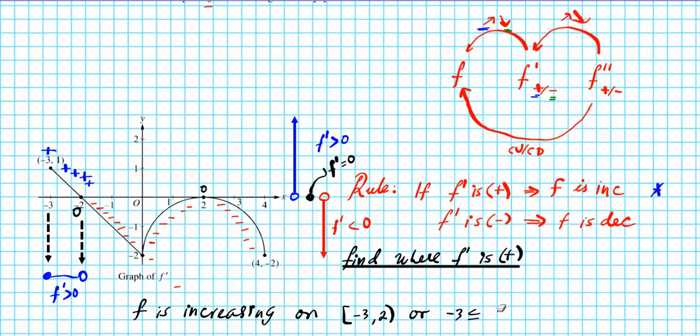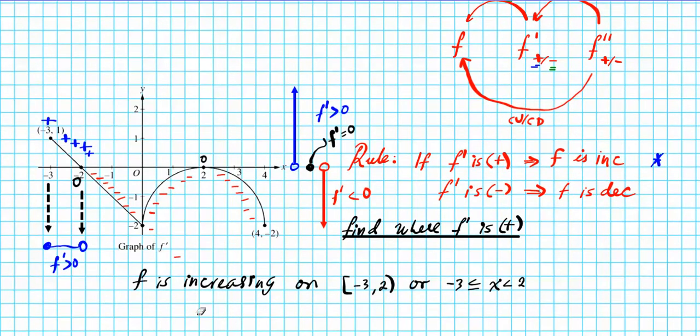-3 less than or equal to x, and x is less than 2. Okay, now writing this down, identifying an interval where f is increasing earns you 1 point. You have to provide something else. Let me show you in a second. So you get 1 point just for stating the interval.